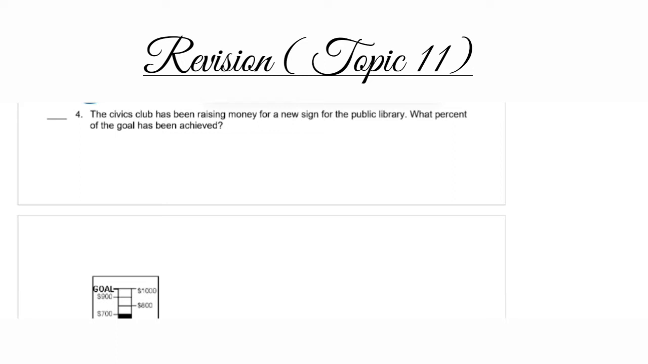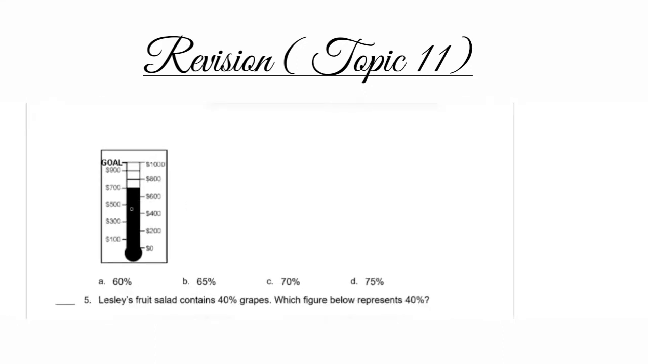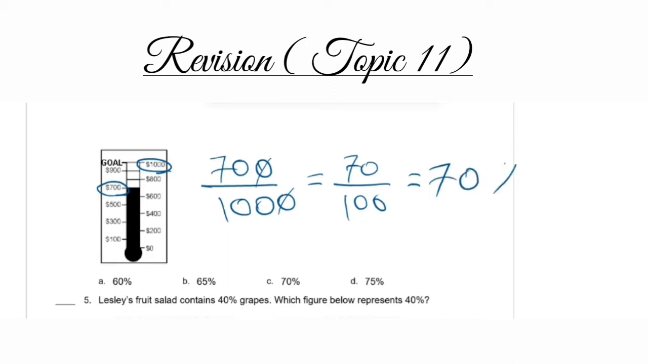The Civics Club has been raising money for a new sign for the public library. What percent of the goal has been achieved? It's the same. So here we have 700 achieved till now out of 1,000. So the achieved is 700 and the total is 1,000. Find 700 over 1,000 as a percent. So remove one 0, it's 70 over 100, which is 70%. And the answer is 70, C.